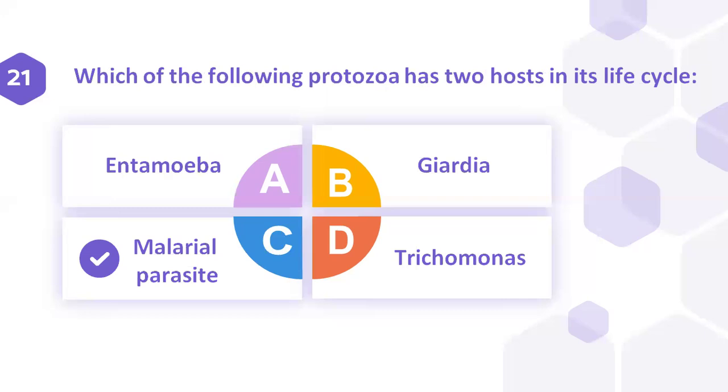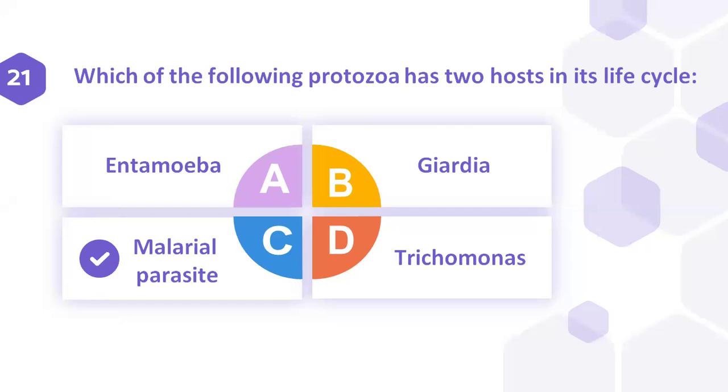So what is a definitive host? The host in whose body the sexual stages of the parasite take place is called the definitive host. And what is an intermediate host? The host in whose body the asexual stages of the parasite take place is called the intermediate host. In the case of the malarial parasite, the sexual stages take place in the mosquito, so the mosquito is the definitive host. The asexual stages take place in humans, so humans are the intermediate hosts.